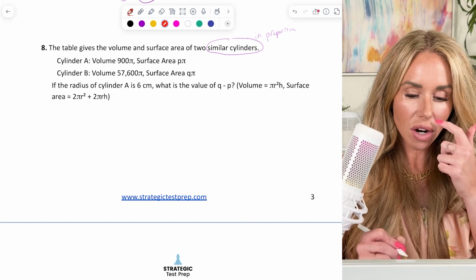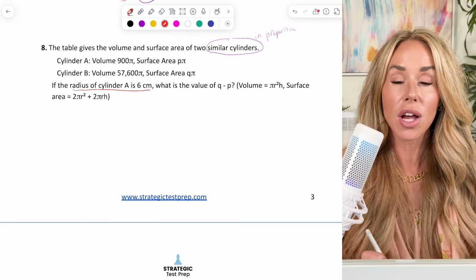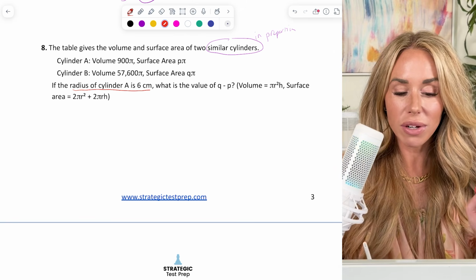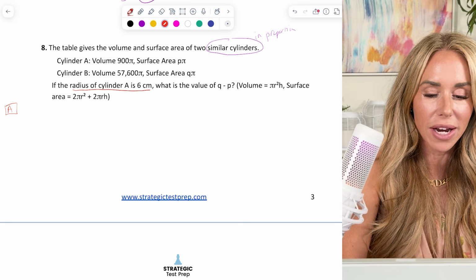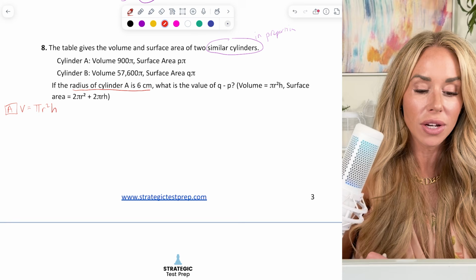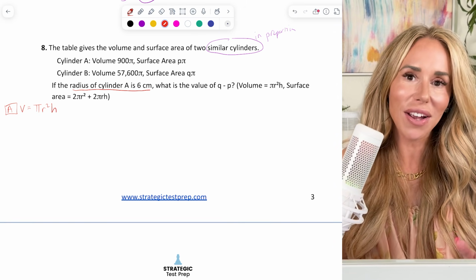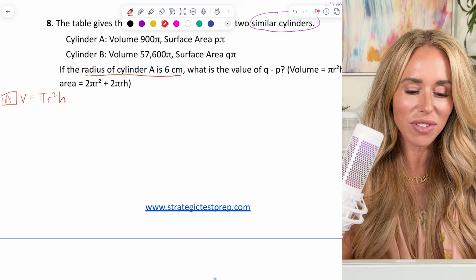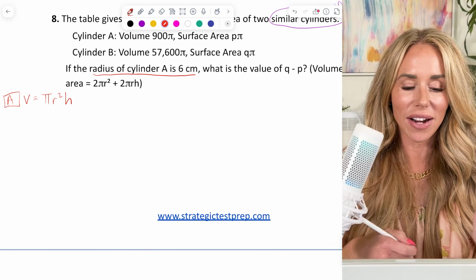Okay, let's start with cylinder A. They told us the radius is 6 centimeters. We need to figure out the height. We don't know that yet. So over here, I'm going to try to stay organized. We're going to do cylinder A. Volume is pi r squared h. And by the way, you have that on the reference sheet, so you don't have to have that memorized. If you don't know volume of a cylinder, don't stress it. In Bluebook, you just click up in the corner, you'll get it.